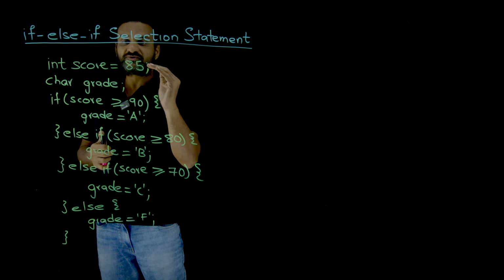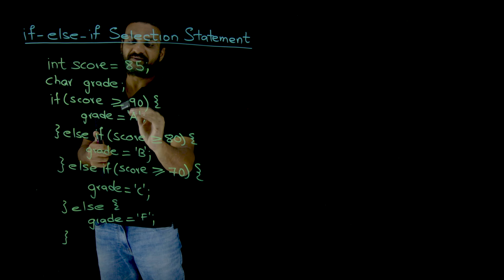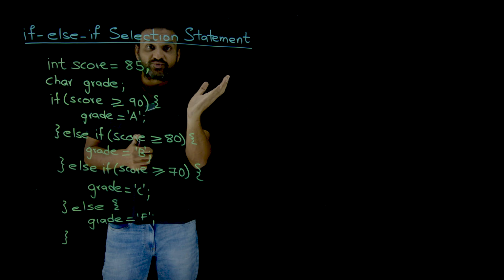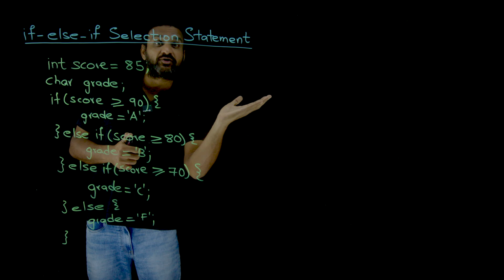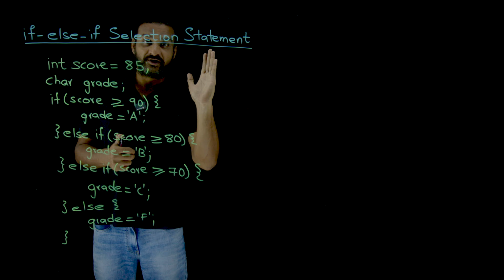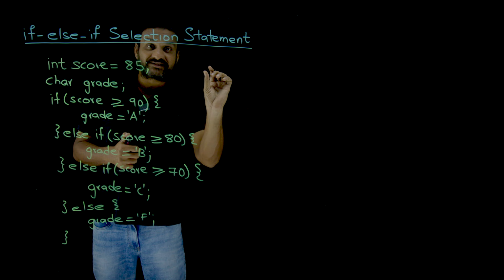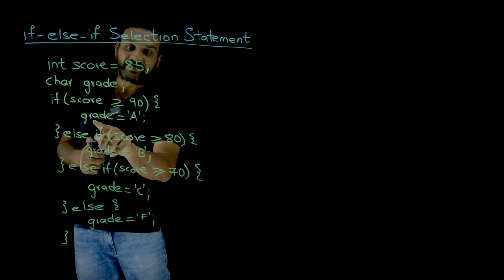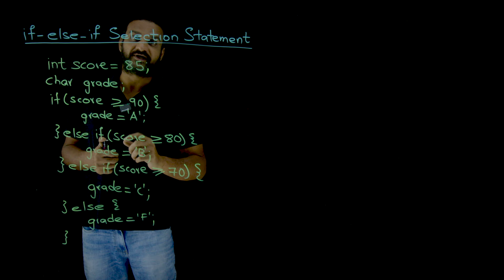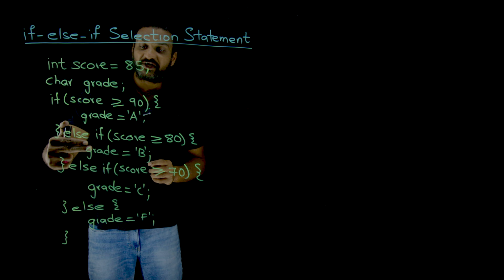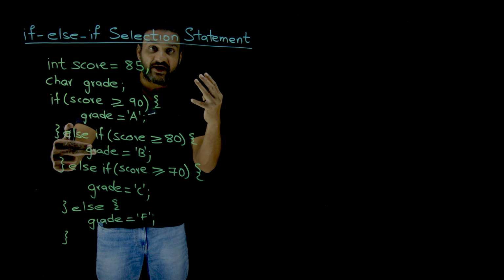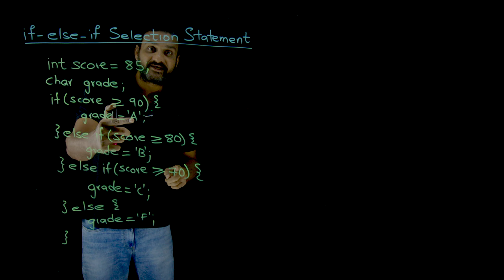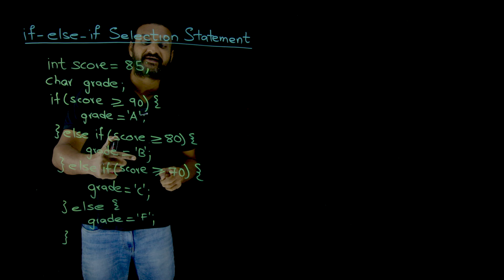Okay, so now coming to our if-else-if implementation. Here, the first if is going to decide whether the student has marks greater than or equal to 90 or not. If the student's marks are greater than or equal to 90, then we are going to allocate a grade of A to the student. Now, how many options do we have? Here in this example, we have three options. So the first option is to allocate grade A if the marks are greater than or equal to 90.